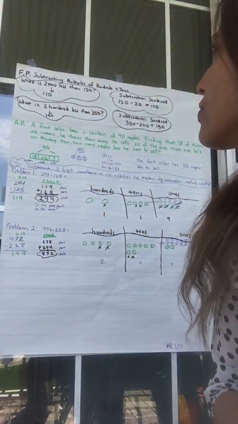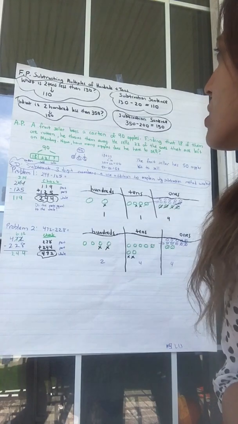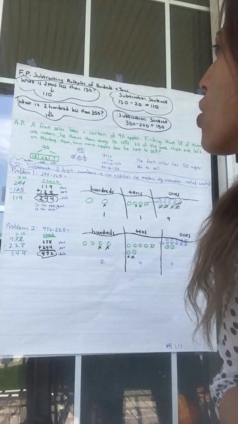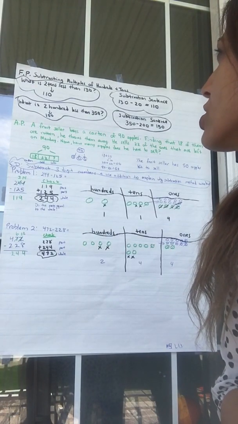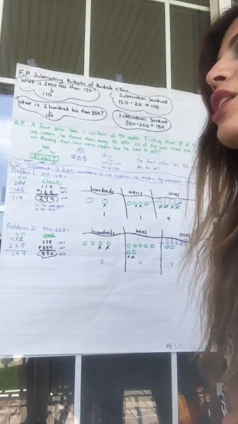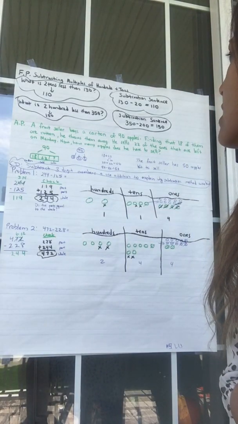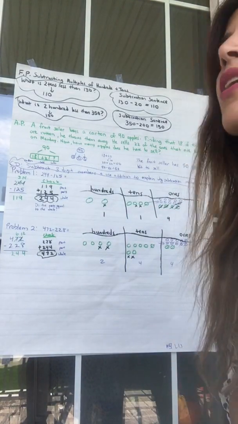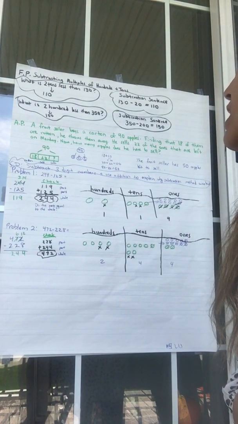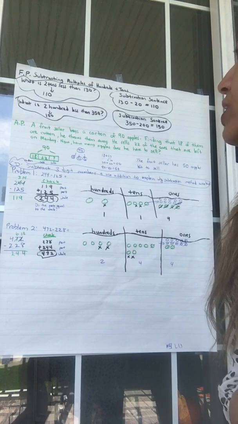So let's get started. Fluency practice. Subtracting multiples of hundreds and tens. What is 2 tens less than 130? Quickly. 110. Awesome. The matching subtraction sentence? Quickly. 130 minus 20 equals 110. Awesome.